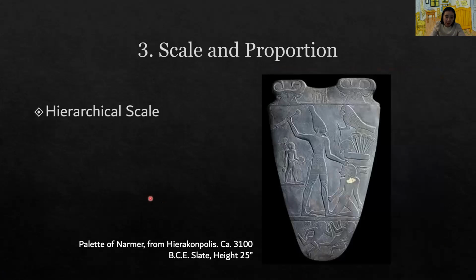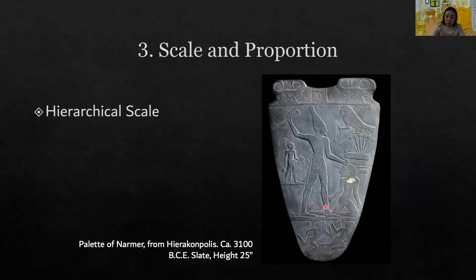And here's another type of scale. This is the Palette of Narmer from ancient Egypt. It is more popularly known as Narmer's pose, which is typical of Egyptian art. The largest figure is Narmer, so he must be the subject in this work of art.